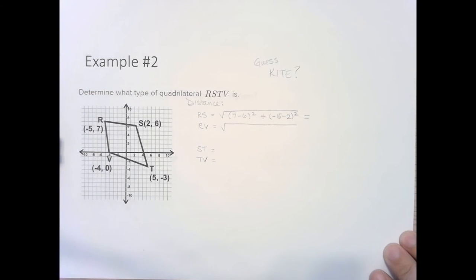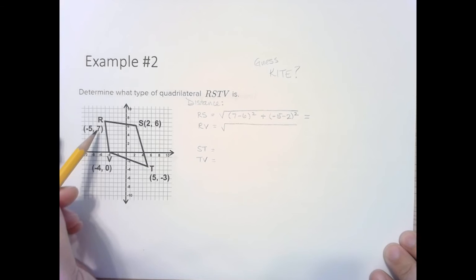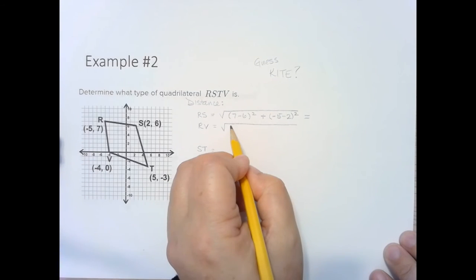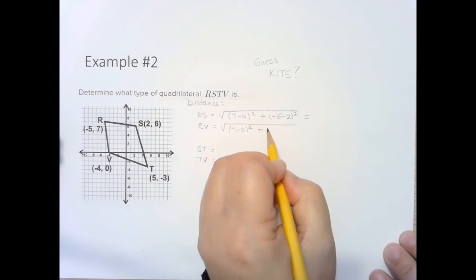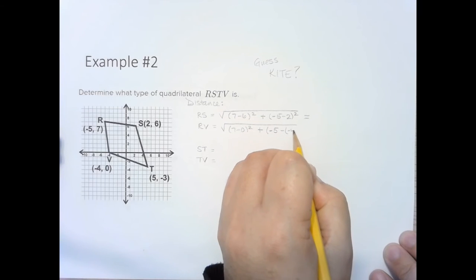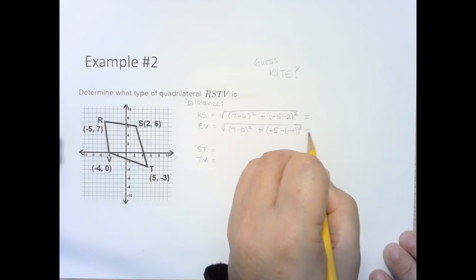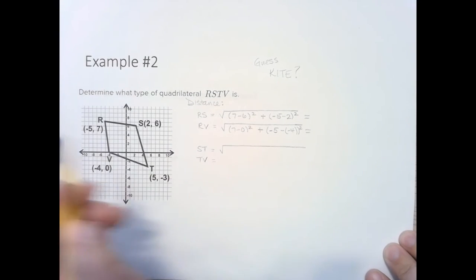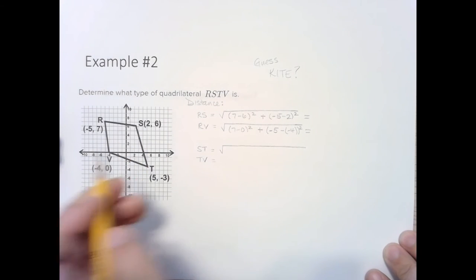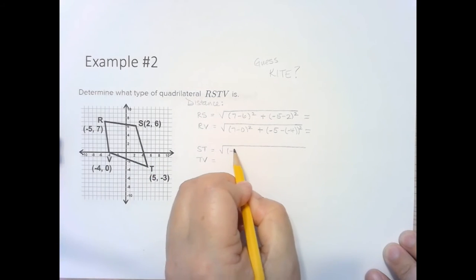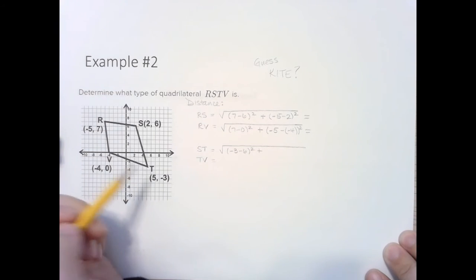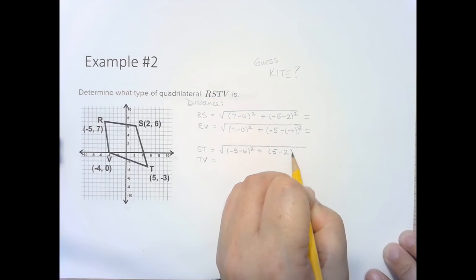It's easier to write these all down, and then I can type them into my calculator all at the same time. Then R to V: that's going to be 7 minus 0 squared, and then negative 5 minus negative 4 squared. Now I'm going to do S to T. I'm going to do my y values first, so negative 3 minus 6. To be consistent, if I start with negative 3, I have to start with 5 here: 5 minus 2 squared.